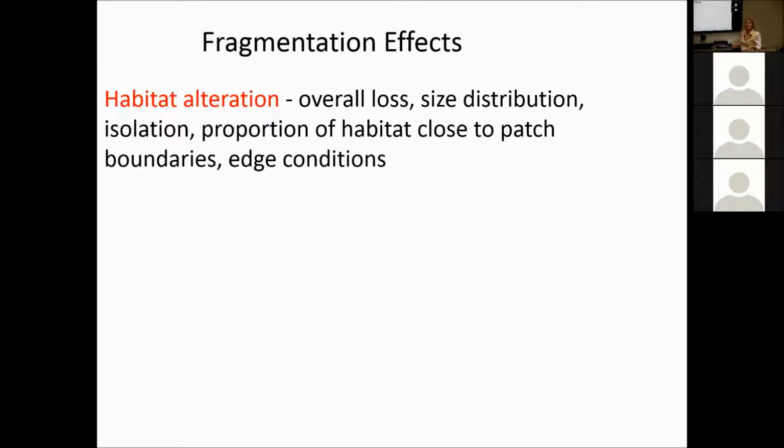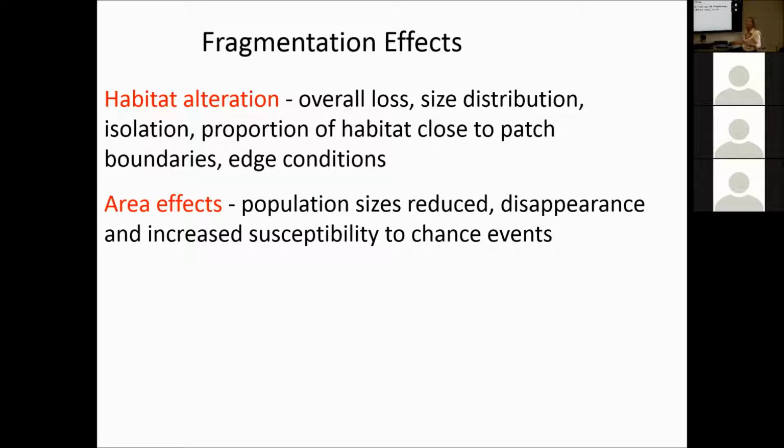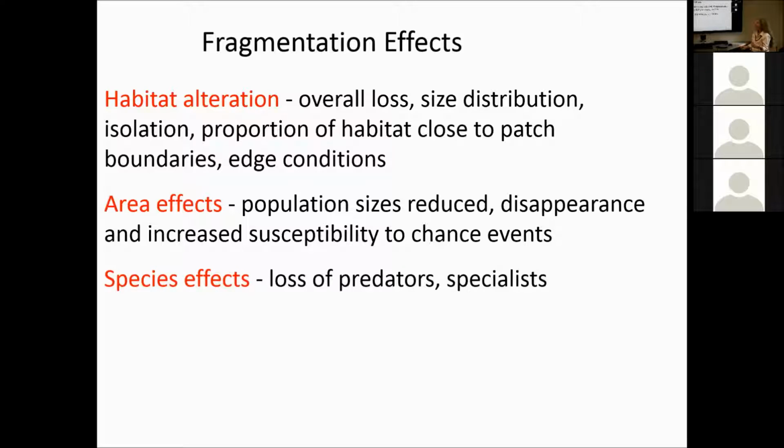And so the fragmentation effects are, again, the habitat alteration, the loss, the size distribution, its isolation, and the proportion of habitat that is close to other kinds of habitat, whether it be pasture or agroforestry or urban or whatever, and those create different kinds of edge conditions. The area effects: the size affects the number of individuals in that fragment, or even that population, and that affects their susceptibility to chance events, extinction or reproduction.